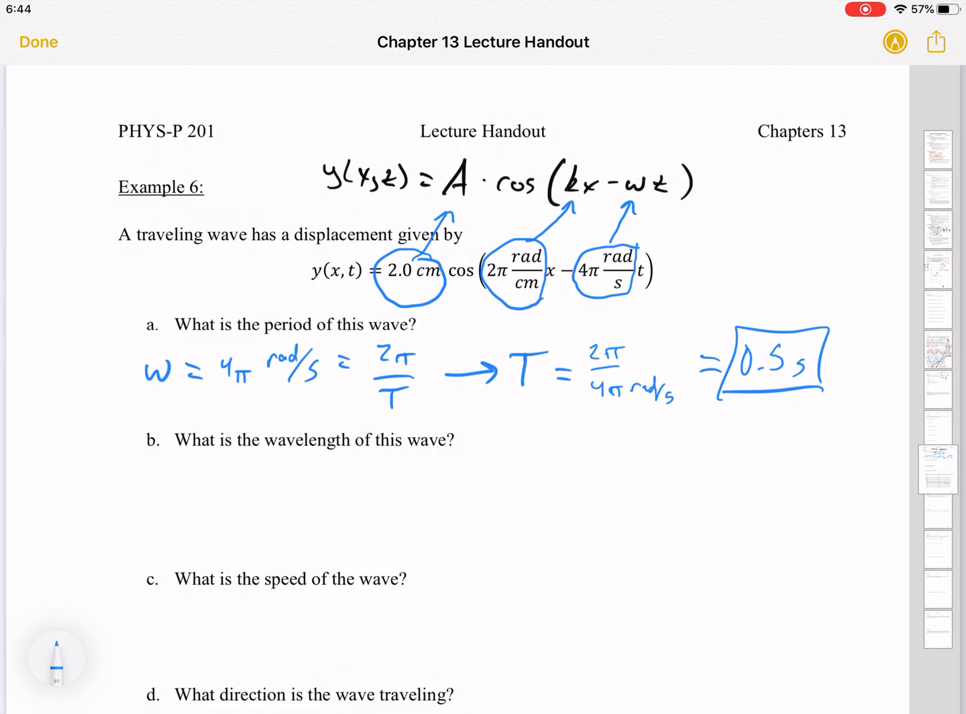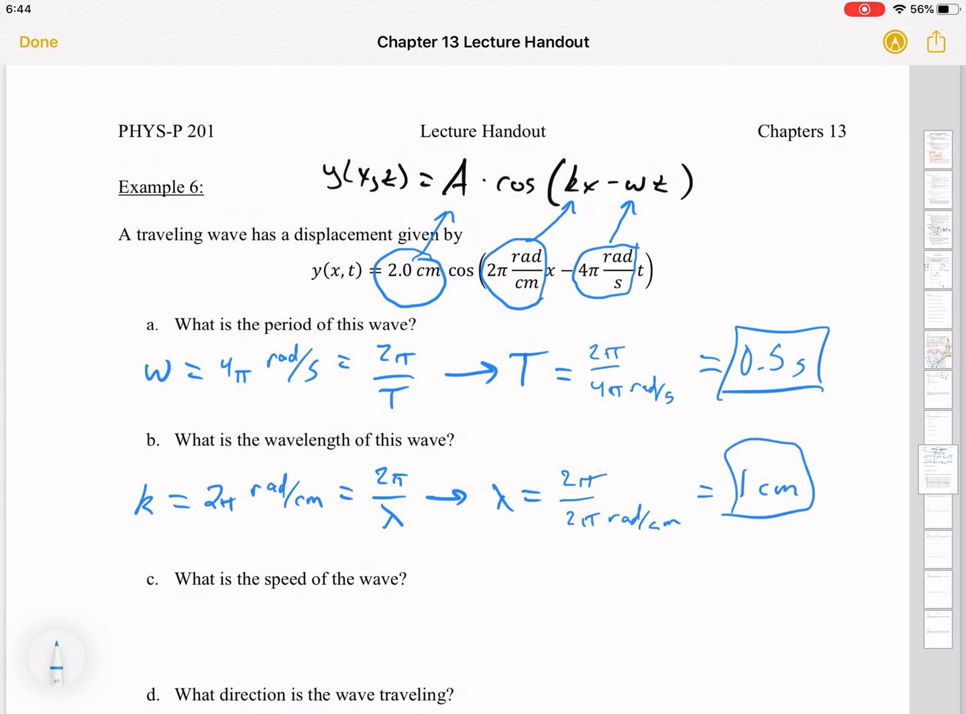What is the wavelength? Well, remember wave number is 2 pi, just reading it directly off of the equation, radians per centimeter. That's not an SI unit, but that's okay. We'll just carry the unit with us. So wave number is 2 pi over the wavelength, which means wavelength here is 2 pi divided by 2 pi. So that's going to be 1. But what are the units? Well, that's radians per centimeter. So that's 1 centimeter. Maybe 1.0, but who's counting?